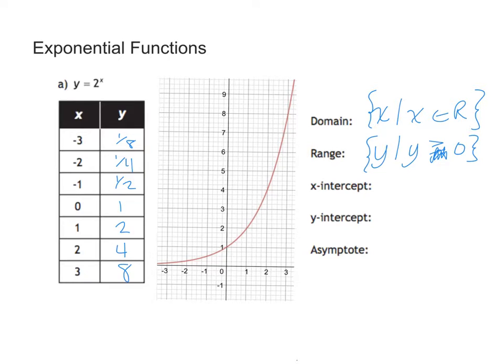What's the x-intercept for this one? None? What about the y-intercept? At 1. And the asymptote? Y equals 0. What's the asymptote? The x-axis, right? So y equals 0.